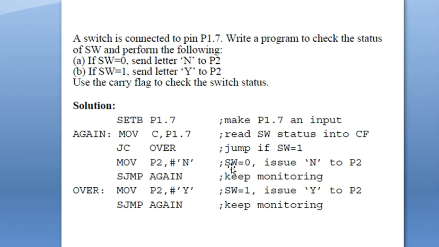SETB P1.7. It is going to make this P1.7 an input port. Then we are going to read from this P1.7 pin. Whatever bit we get from P1.7 will be loaded to the carry flag, MOV C, P1.7. Then this instruction, JC. If this bit is high, then it will jump to over. Carry generated, in the sense it will jump to over.